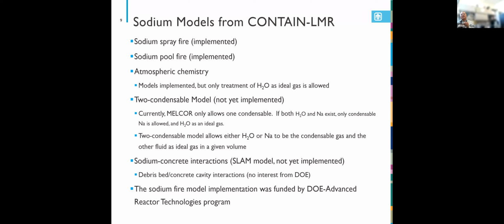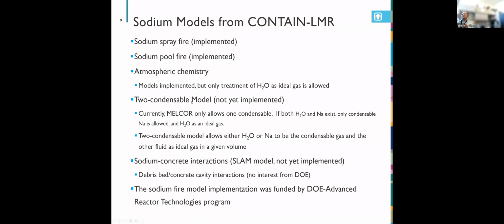It was also developed here at NDA, I guess, before. So there are a number of models in CONTAIN-LMR: sodium fire, spray fire, and pool fire, as shown here. Those are being implemented, and I'm going to explain each of the models a little more. And the atmospheric chemistry model came from the CONTAIN code. It's mainly a model looking at just H2O as an ideal gas. We should explain that a little later.